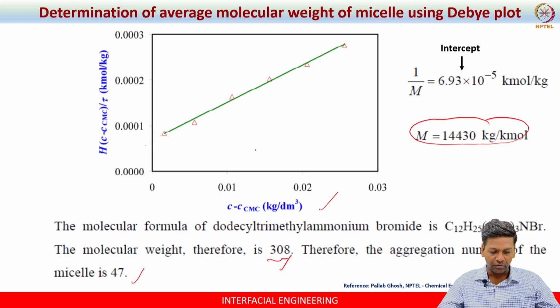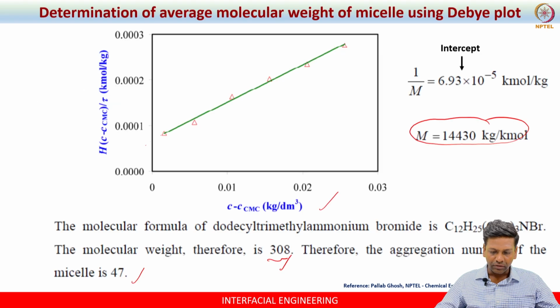Once we know the aggregation number, it is easy for us to calculate, for example, the packing factor. Then one can comment on whether the micelle that will be formed is spherical, cylindrical, or any other appropriate shape.